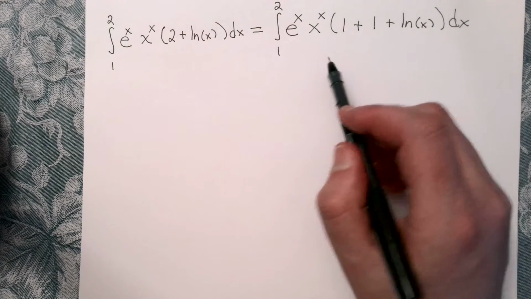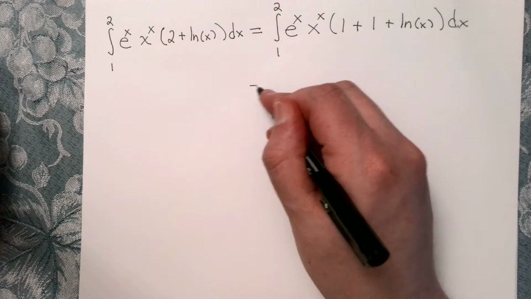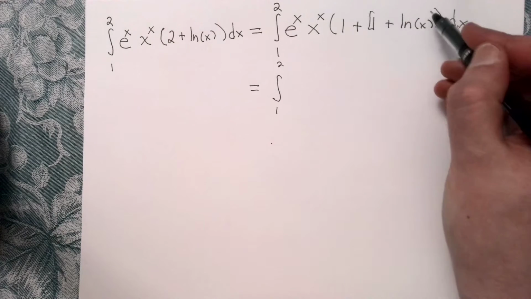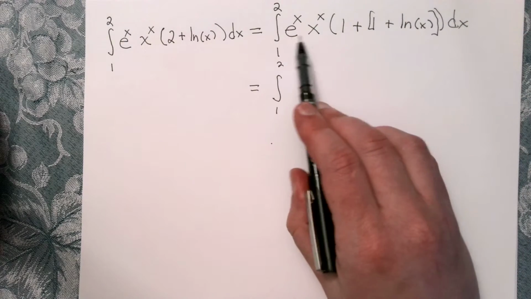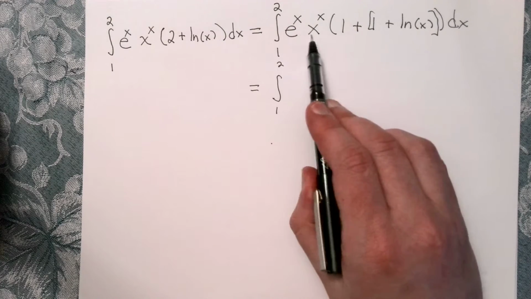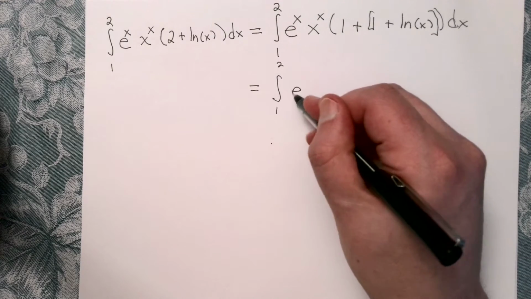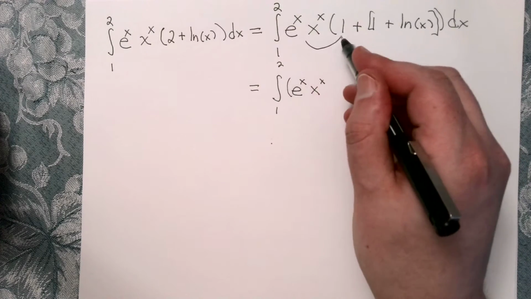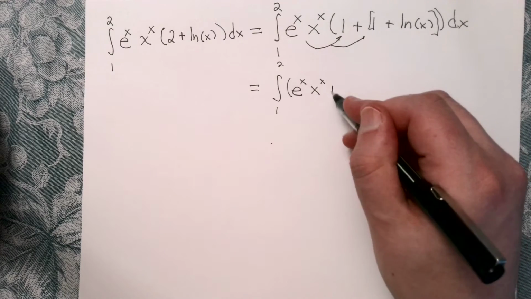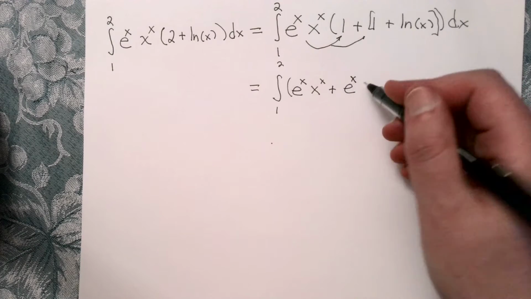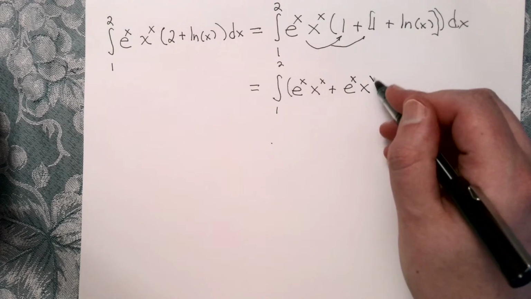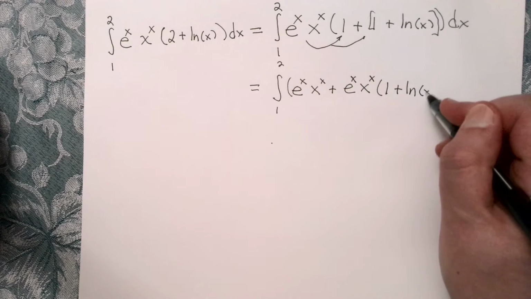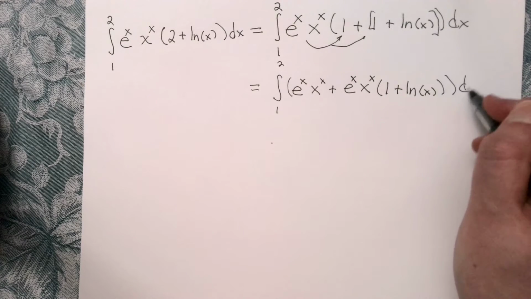And so now let's go ahead and distribute. So let's take this as one quantity. So we distribute, I'll distribute this here, and then I'll distribute this here. So that'll give me e to the x, x to the x, and then plus e to the x, x to the x, times 1 plus the natural log of x dx.